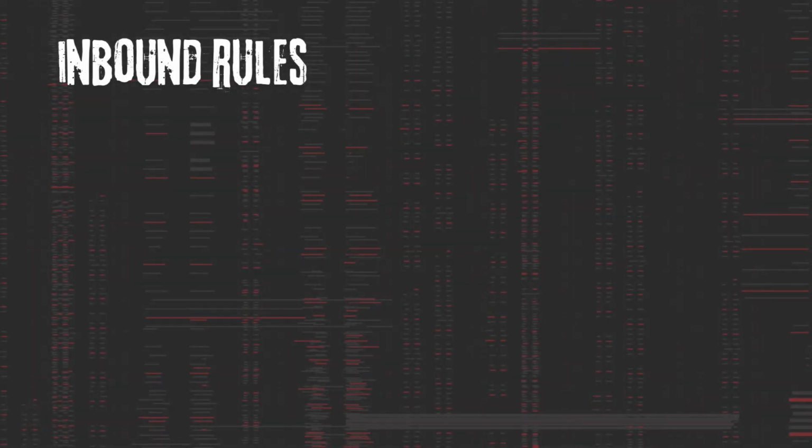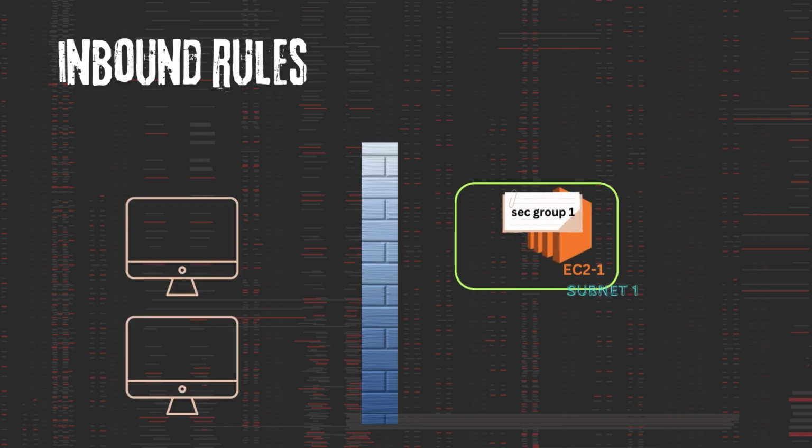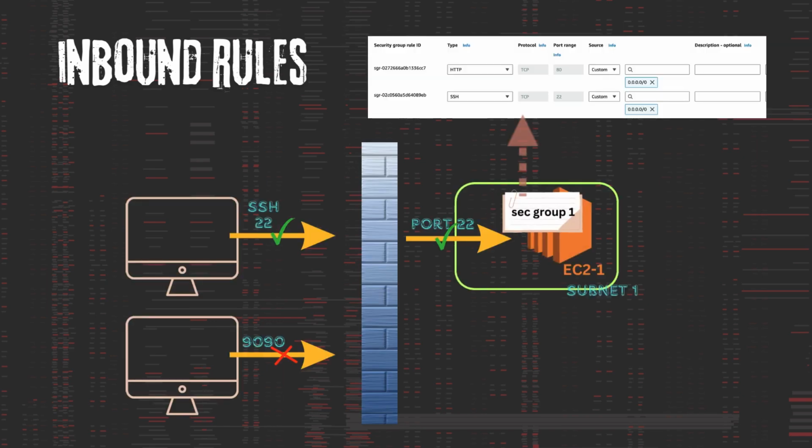Inbound rules define the types of incoming traffic allowed to reach the instances associated with the security group. These rules specify protocols, port ranges, and source IP addresses or other security groups.